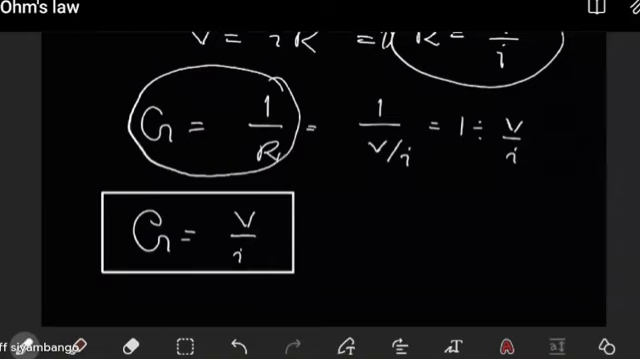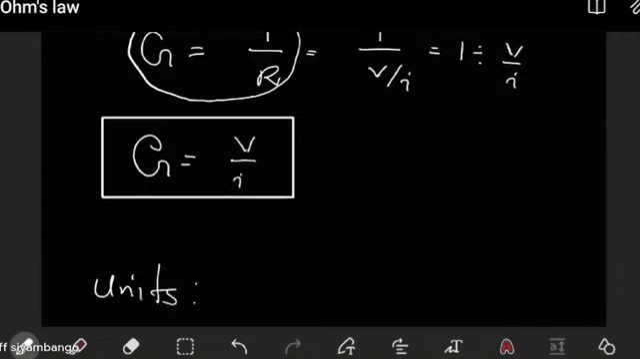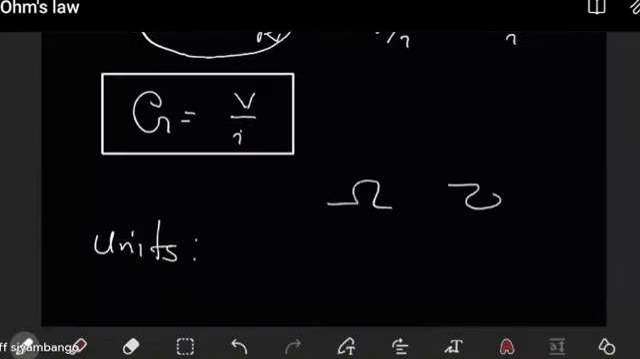Now, apart from the formula for conductance, the next thing that you need to know about conductance are the units. The easiest way to know the units for conductance, since conductance is the inverse of resistance, is that even the units are related. We know resistance has units, the ohm. Well, conductance has a similar unit. Basically, it's the same ohm, but inverted. So we can look at it as this.